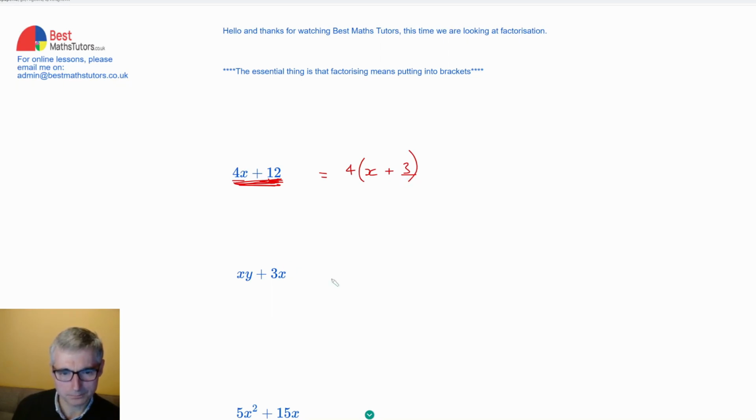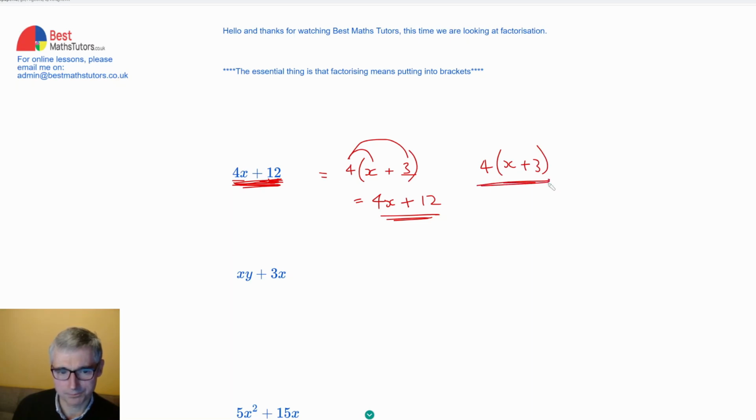And if we ever want to check that we've got it right, what we can do is just multiply the bracket out again. I wouldn't recommend necessarily doing this every time, but if you're unsure that you've got it right, let's multiply the bracket out. So I've got 4 times x, that would give me 4x, and 4 times positive 3 will give me plus 12, which we know is right because that's what we started with. So we can see that our correct answer there is the 4, and then open the bracket, x plus 3.